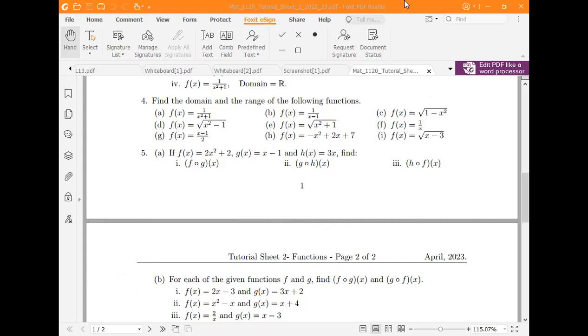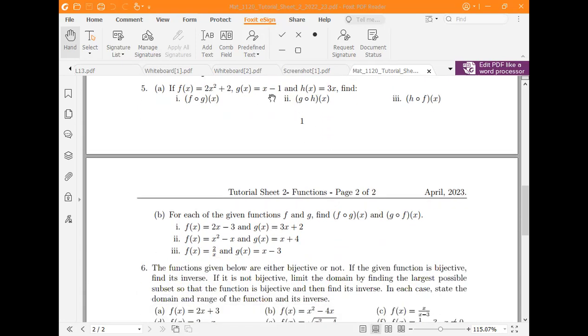Okay, so the other thing is, if we move now a bit, we go to question 5. If f of x is equal to 2x squared plus 2 and g of x is equal to x minus 1 and h is equal to 3x, find f of g and also find g of f, find h of f. So let's see how we get those.